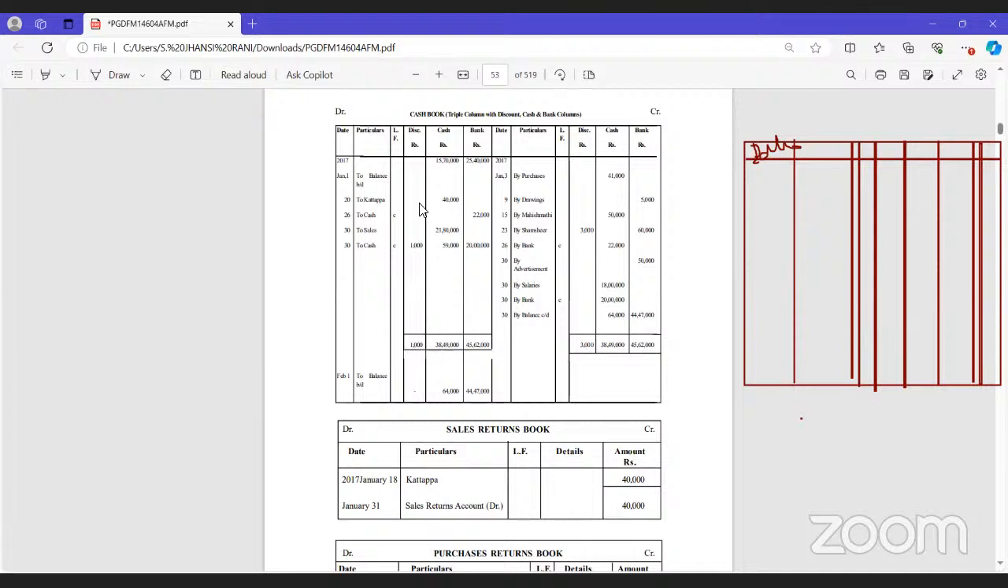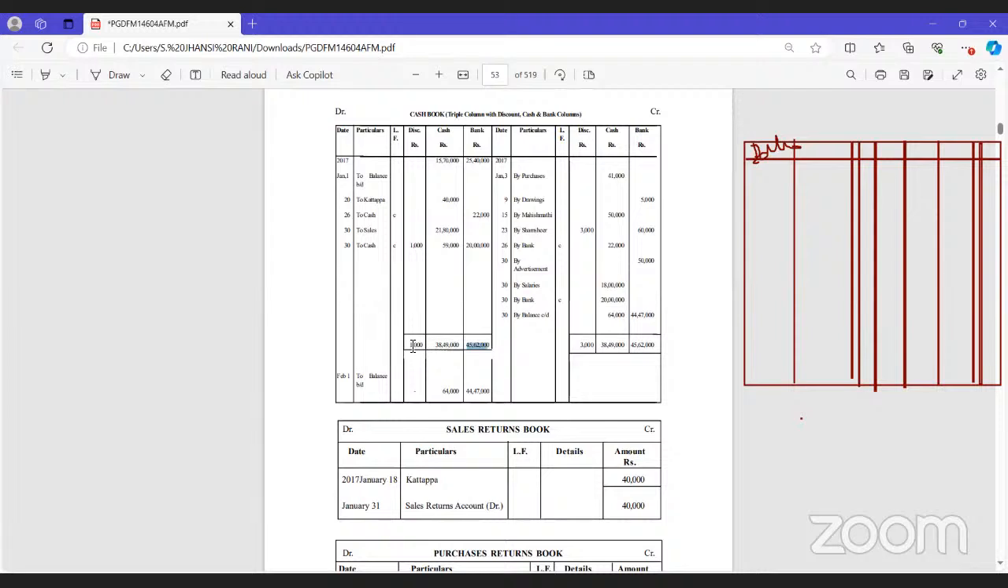If debit is more, if you look at your cash side, the debit side is 38 lakhs 49,000 and the difference is 64,000. Similarly, in the bank column, 45 lakhs 62,000, and the difference is 44 lakhs 47,000. This is the balance. And for the discount column, there will be no balance at all.